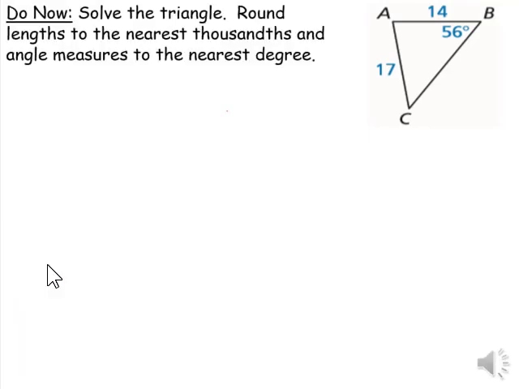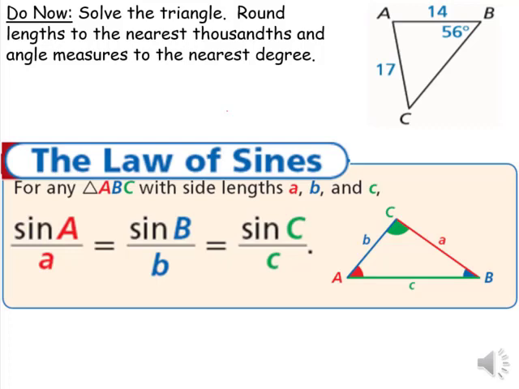Okay, hello. Let's take a look at the first do now question, and it says you need to solve this particular triangle. That means we need to find the measurements of all three angles. We're given one, the length of all three sides, and we're given two. But notice what exactly we're given. We're given this angle B as well as the length of the side opposite B. Therefore, we're able to use the law of sines.